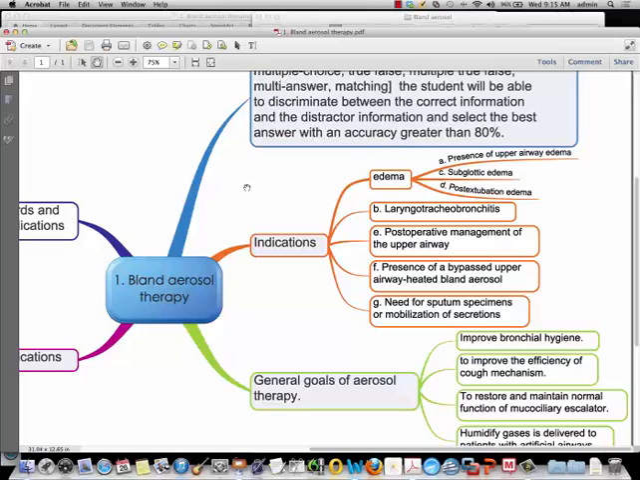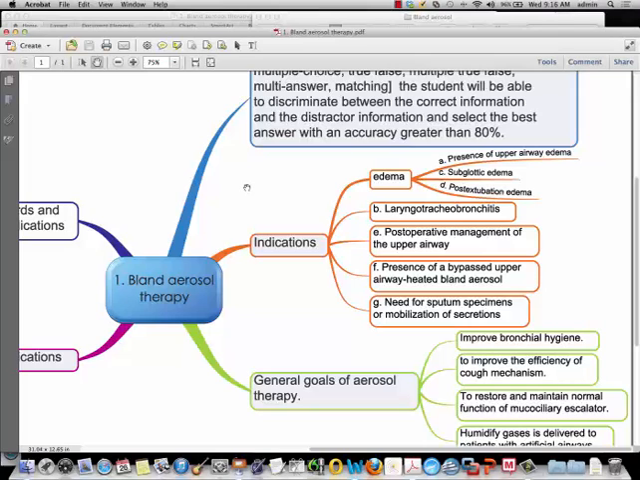So when there's presence of upper airway edema, we use cool aerosol. Now that includes upper airway and lower airway. When you give this, no, that's just upper airway, excuse me. Then we have what we call subglottic edema. That means, where does the glottis start? The top of your larynx, that opening. So anything below that, that is edematous, we could give cool aerosol for.